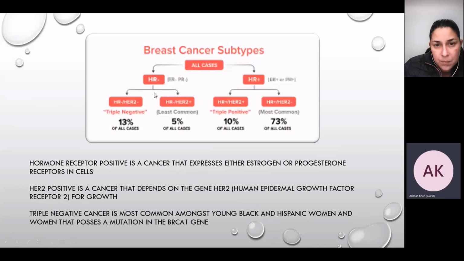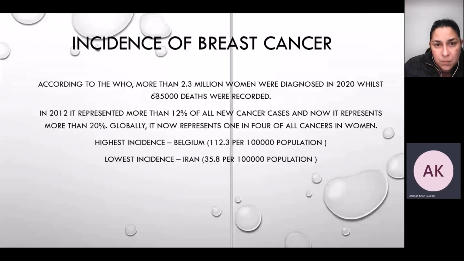On the incidence of breast cancer, according to the WHO, more than 2.3 million women were diagnosed in 2020, whilst 685,000 deaths were recorded. In 2012, it represented more than 12% of all new cancer cases, and now it represents more than 20% globally. Globally, it now represents 1 in 4 of all cancers in women. The highest incidence of breast cancer was found in Belgium, with 112.3 per 100,000 population, and the lowest incidence was found in Iran, with 35.8 per 100,000 population.